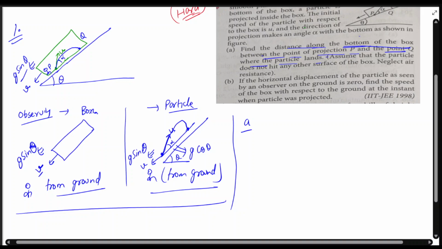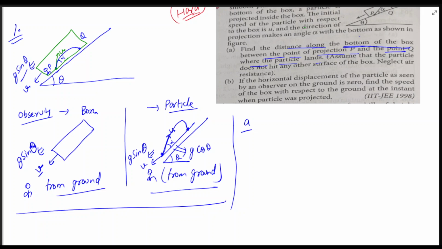What is it saying? Find the distance along the bottom of the box between the point of projection P and point Q where the particle lands. Assume that the particle does not hit any other surface of the box. Neglect that. So clearly we have to write the range, this PQ, with respect to the box itself, right? So PQ will be what?